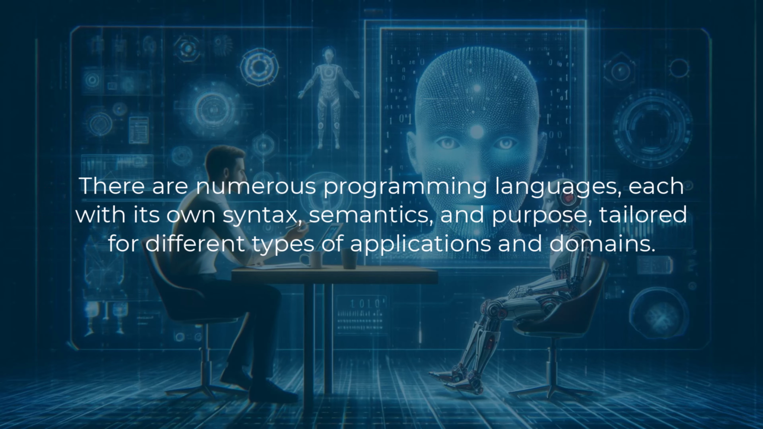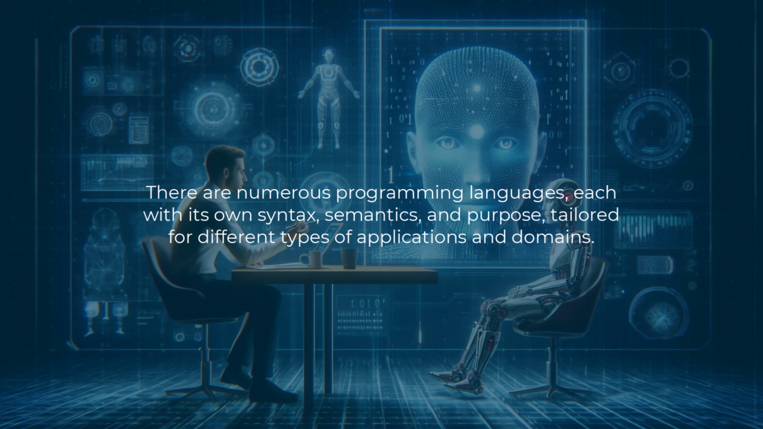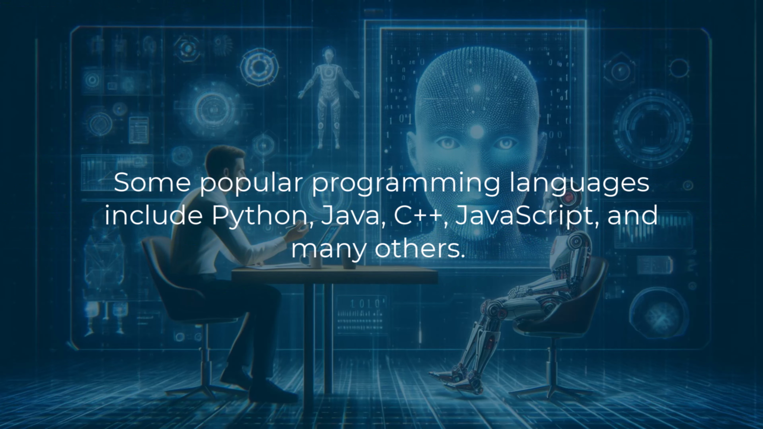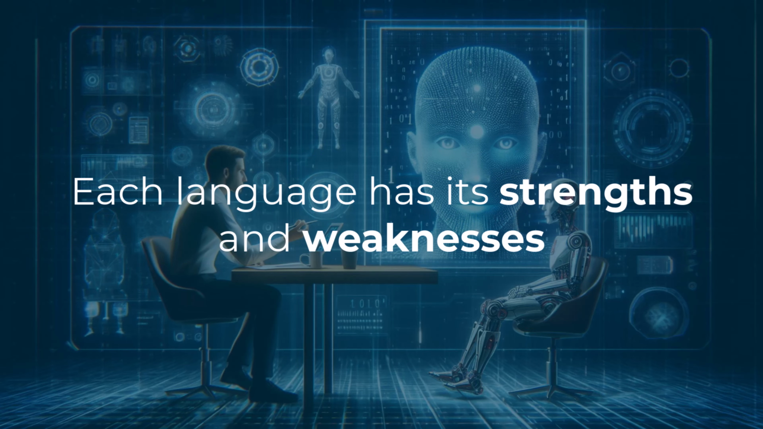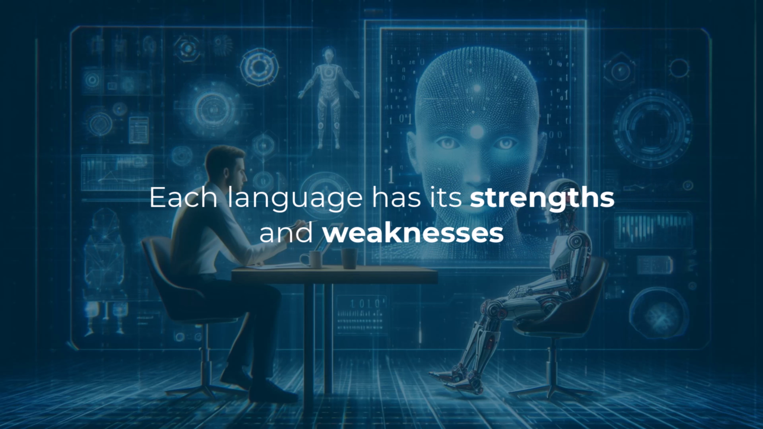There are numerous programming languages or computer languages available, each with its own syntax, semantics, and purposes, and they are tailored for different types of applications and domains. Some popular programming languages include Python, Java, C++, JavaScript, and many other languages are available. Each language has its own strengths and weaknesses, and the choice of language often depends on factors such as the requirement of the project, performance considerations, and the preference of the development team.